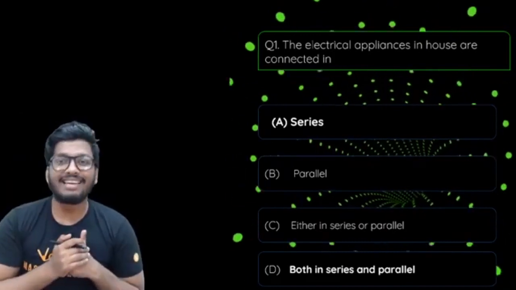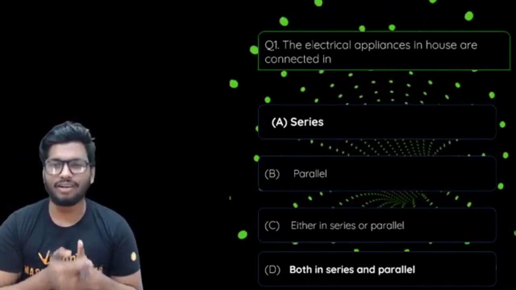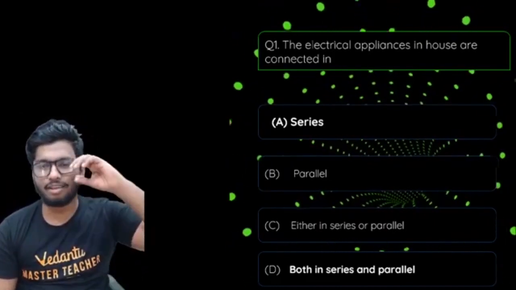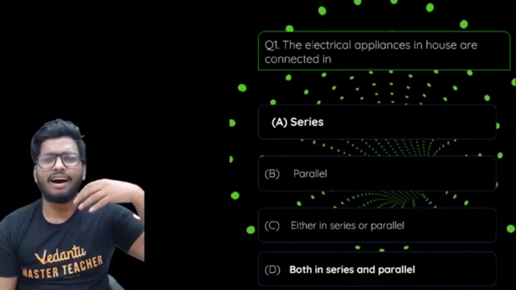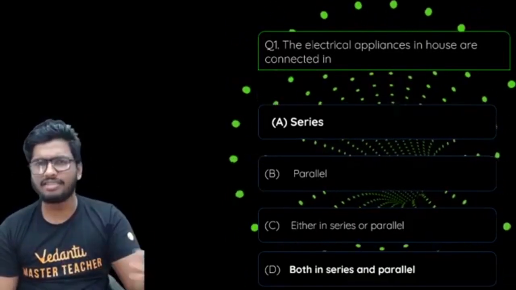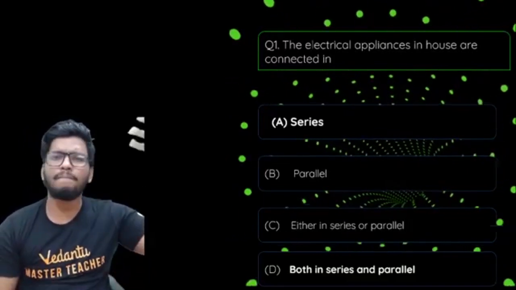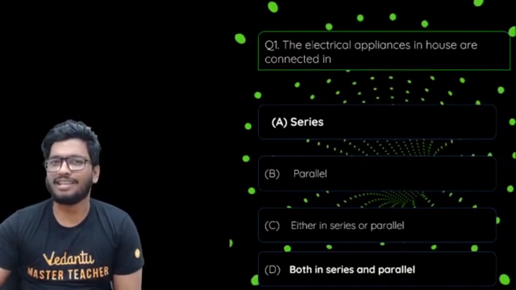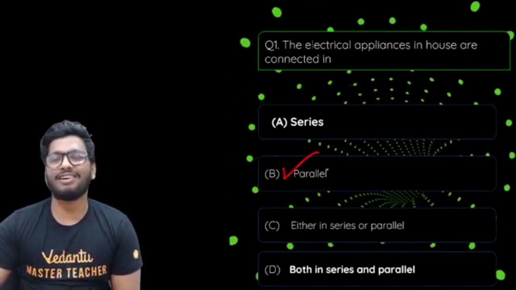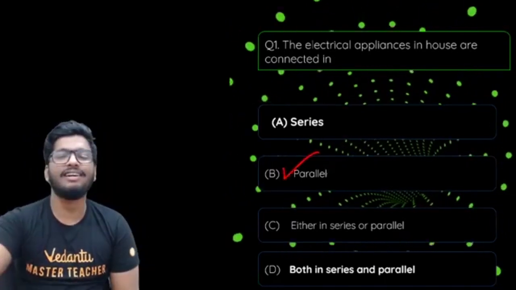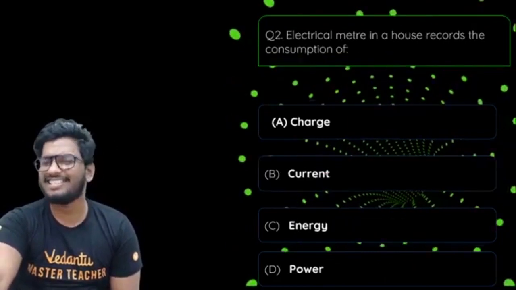The question is this: the electrical appliances in our house are connected in what? Series, parallel, either series or parallel, or both series and parallel? The electrical appliances in the house are connected with the mains. In what way? You know the answer, people. I am pretty sure you have got the right answer for this one. It's definitely connected in parallel, not in series, never in series.